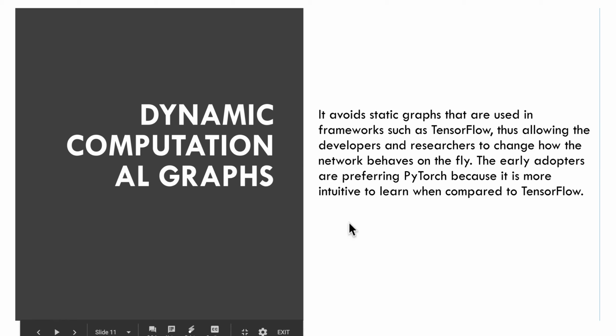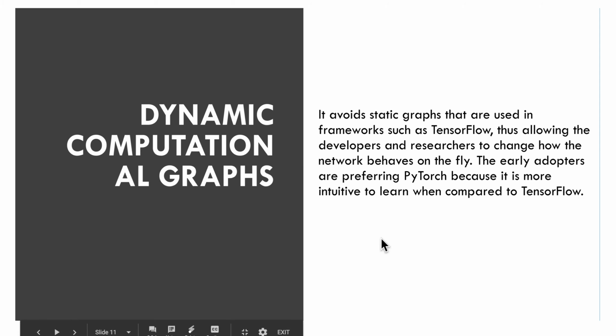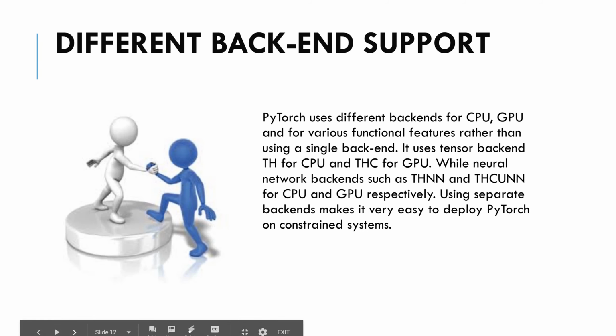We've spoken about dynamic computational graphs, and just very briefly, what they do is that they avoid static graphs, which are used in things like TensorFlow. And if you have taken my previous courses related to TensorFlow, you know that TensorFlow and its graphs are quite painful. And with the dynamic nature, the developers and researchers are free to change how the network behaves on the fly. So I think that's really very, very powerful, and certainly more flexible than TensorFlow.